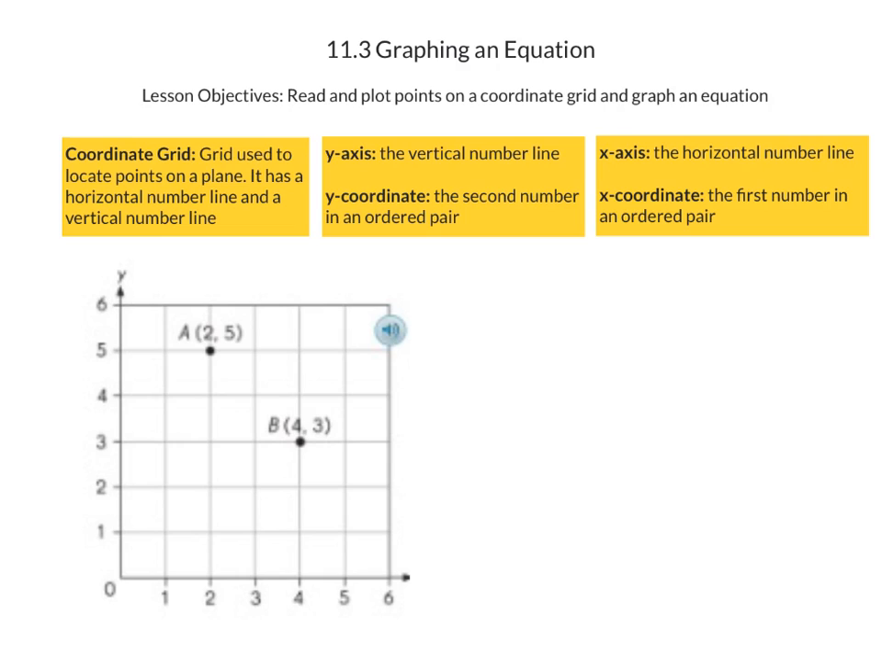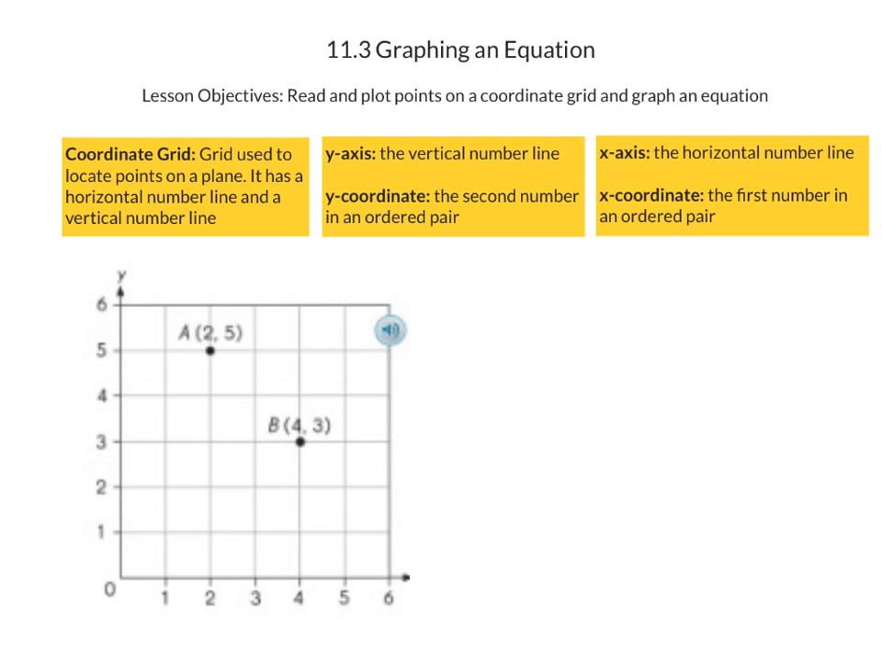When you're plotting a point, you're going to be given both an x-coordinate and a y-coordinate, and that tells you how far you're going to go horizontally and how far you're going to go vertically. The x-coordinate is the first number in an ordered pair, and the y-coordinate is the second number in an ordered pair. Let's take a look at the 2 points that are already plotted for us on this coordinate grid.